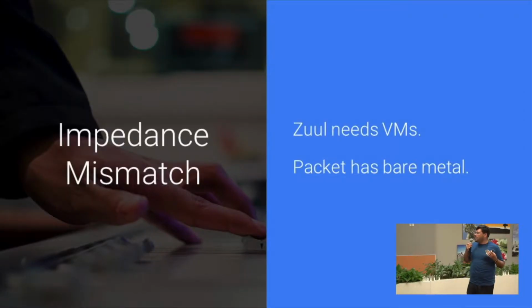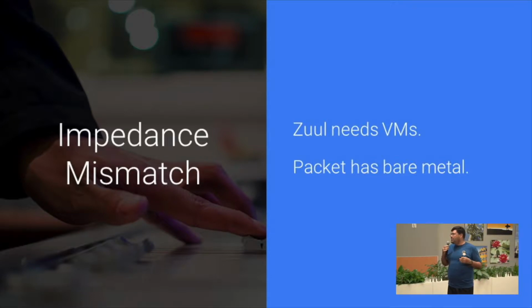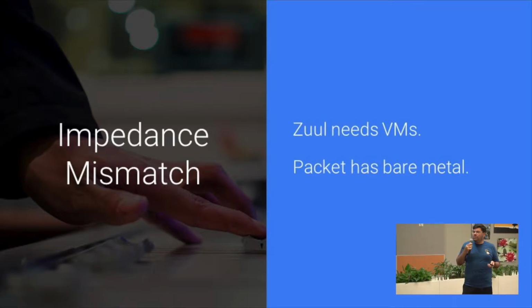So physical machines. But then the problem is Zuul consumes virtual machines. It talks OpenStack APIs, it spins up virtual machines, it talks storage through storage APIs and everything like that. And Packet is a bare metal service provider. They provide raw metal with operating system installed on it. So we got a little bit of an impedance mismatch. How can we bridge the gap between bare metal and virtual machines?